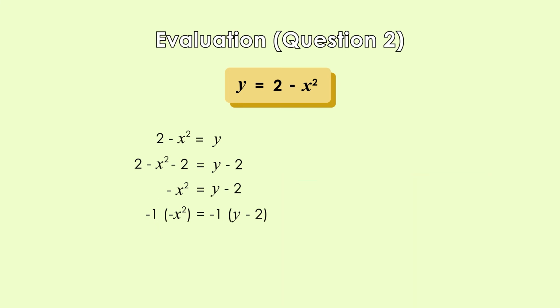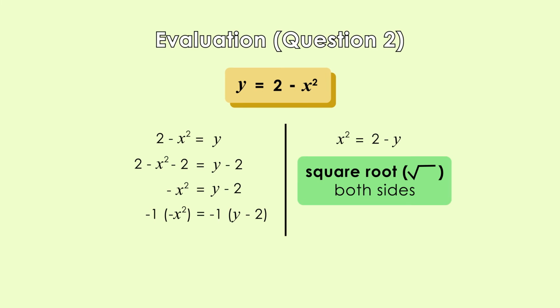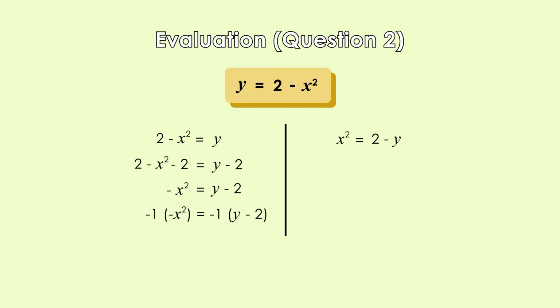Now, the equation will be x squared equals 2 minus y. To balance, square root both sides of the equation. x squared equals 2 minus y. Square root of x squared equals square root of 2 minus y. Very good. The answer is x equals square root of 2 minus y.